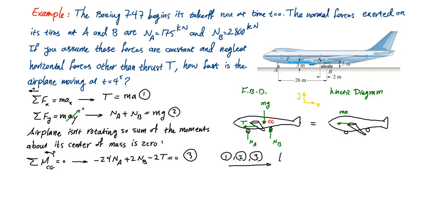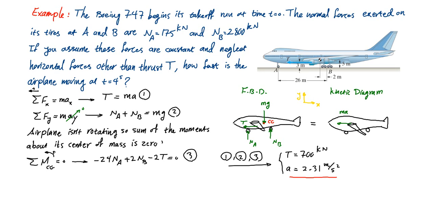I'll just give you 2 values that we care about. T is 700 kilonewton, and acceleration turns out to be 2.31 meter per second squared. You can also find the value of mass. I didn't do it, but you will get that value too. Once you know the acceleration, so the problem is asking for how fast is the airplane moving at t equals 4 seconds. Once you know the acceleration, well, this is a constant value, which means the whole motion is motion with a constant acceleration.